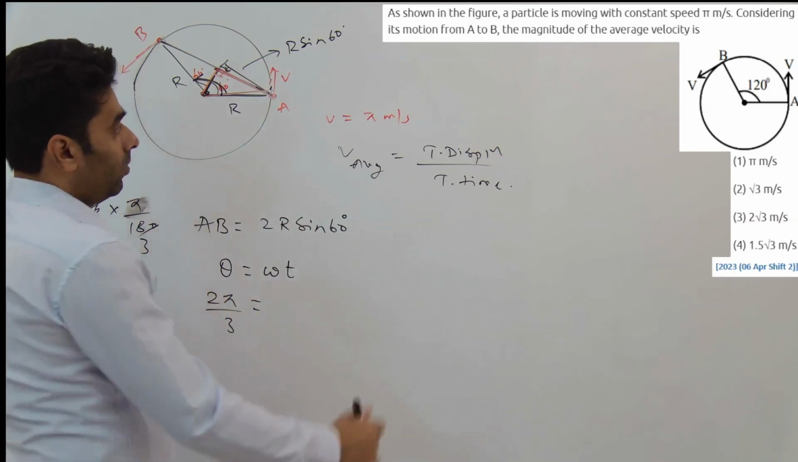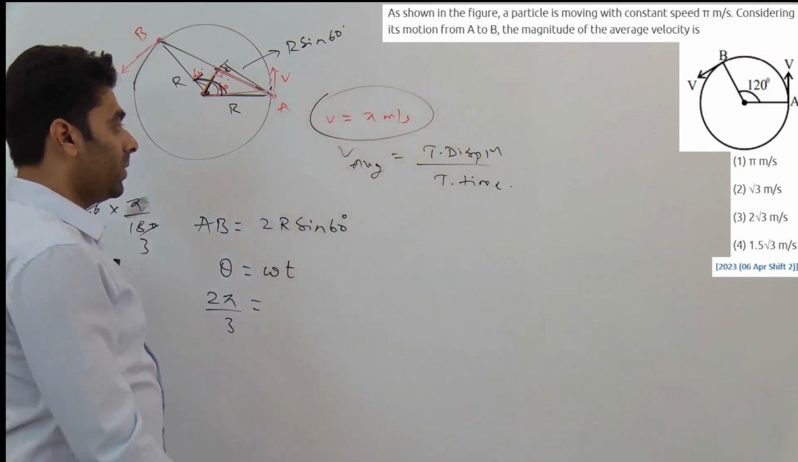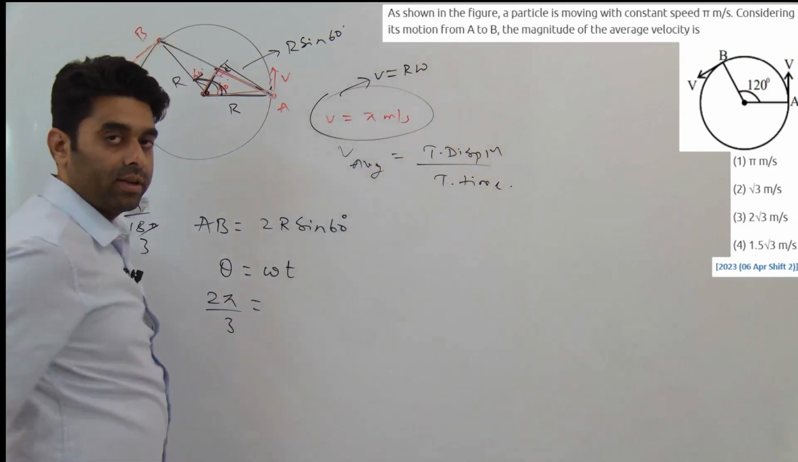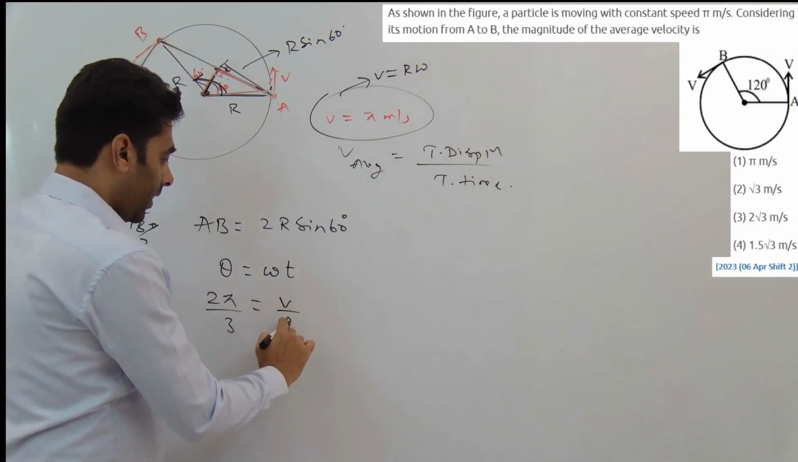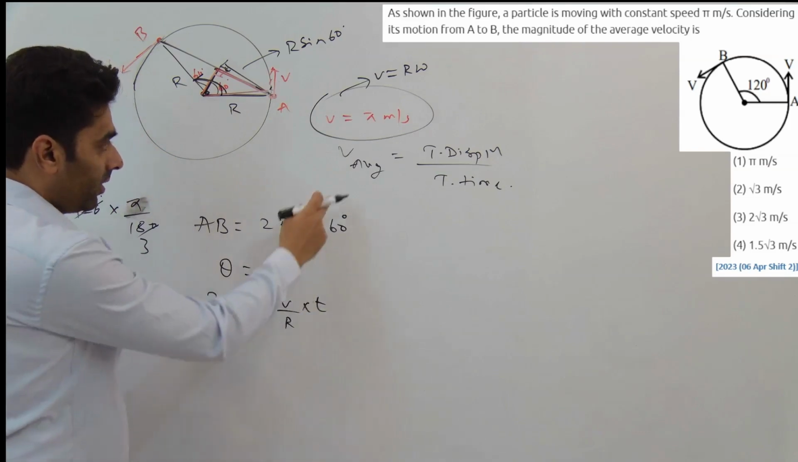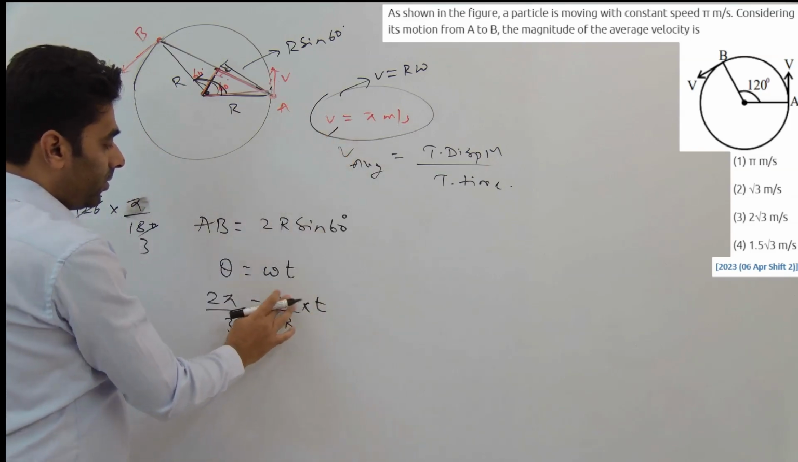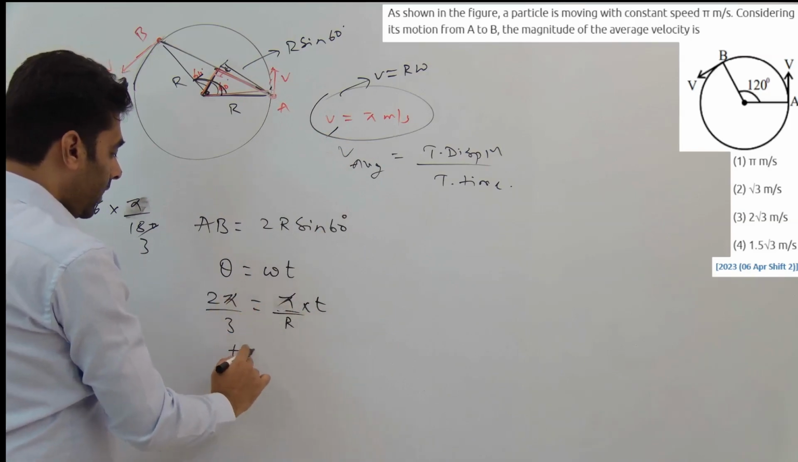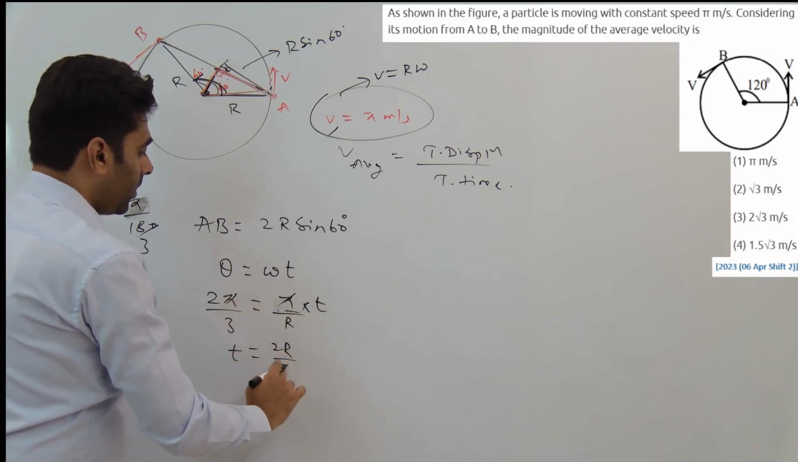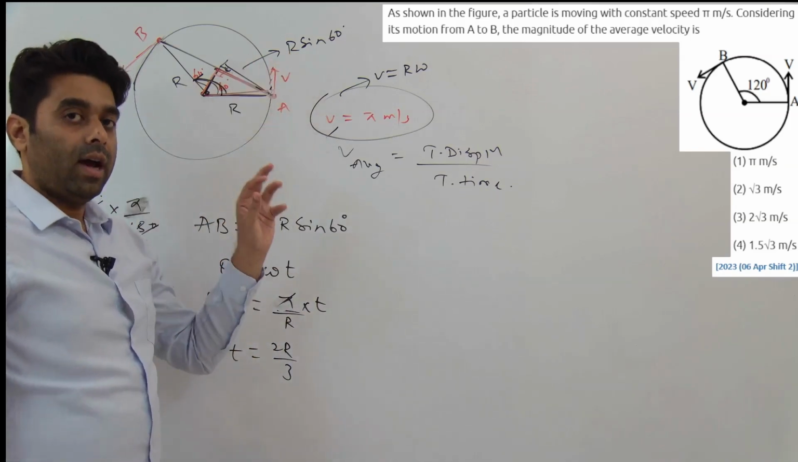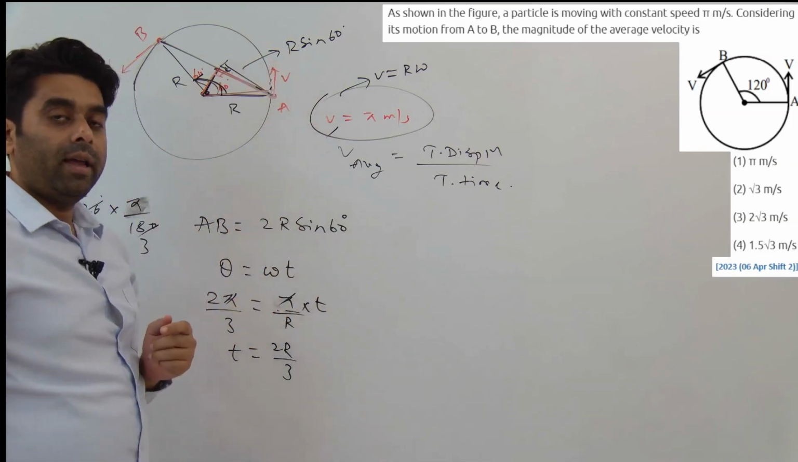Omega, we can write down what? Because v is given to us, we know v equals R omega, so omega can be written as v by R, multiplied by t. What is the v value given to us in the question? It is given as pi. So pi substituted over here, pi cancels out. Time taken comes out to be 2R by 3 in terms of radius. We got displacement in terms of R, the R that we assumed, and time also in terms of R.